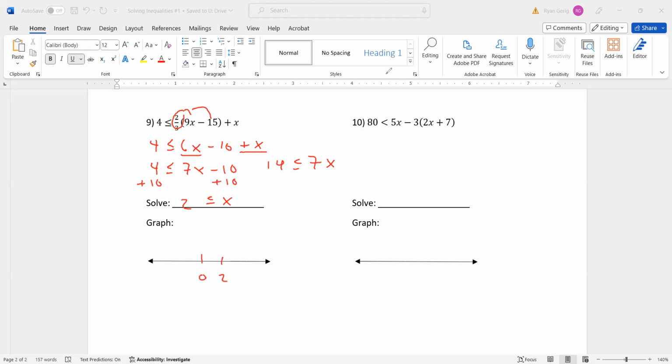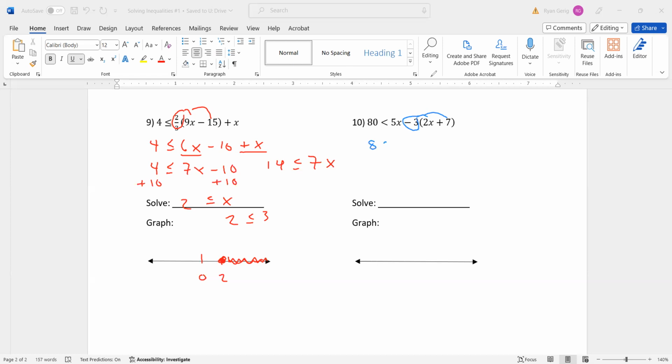2 is to the right, closed circle. I've been doing test point on all these examples. I'm going to show you the other way I like to do it as well. Pick a number that works for x. So a number that works for x would be, other than 2, 3 would work, right? 2 is less than or equal to 3. So 3, I'm going to shade towards 3, which is to the right. Okay, find the way that works for you and run with that. Hopefully it's not the shortcut because I don't like it.